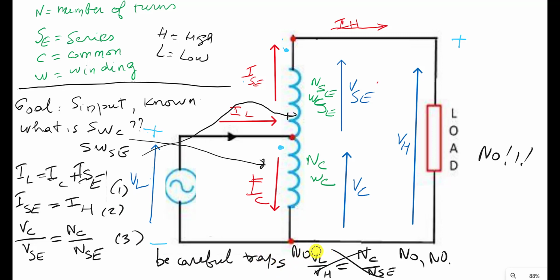Something to be careful of is a trap. The standard transformer says the voltage of the input over the voltage of the output, VL over VH, is equal to the turn ratio. That is not correct here. The input voltage and the output voltage are not necessarily the same voltage that goes through the winding. Very dangerous, so it's a no.